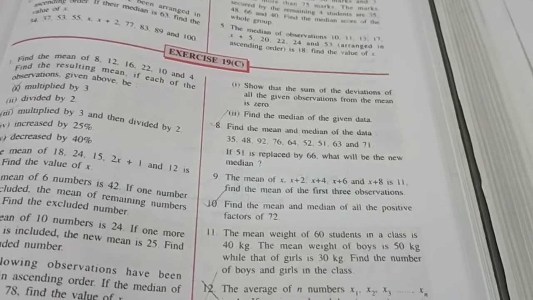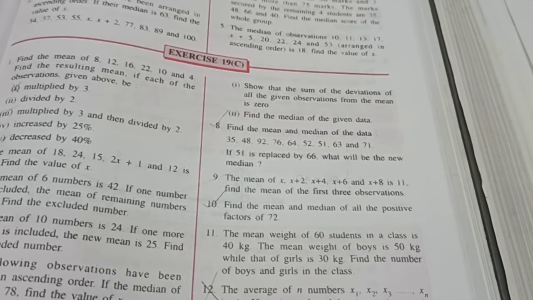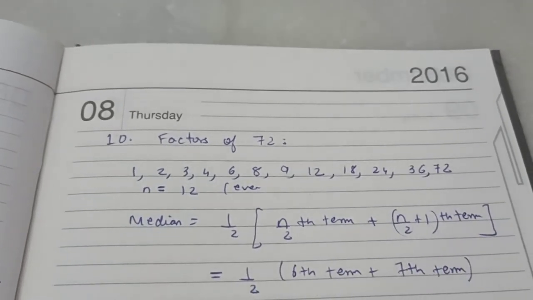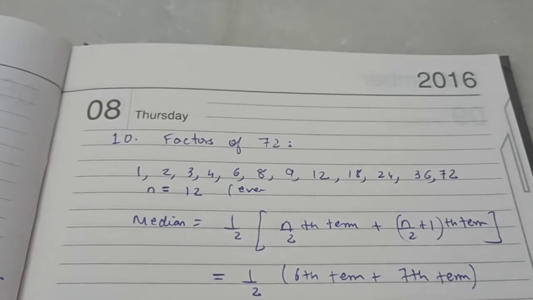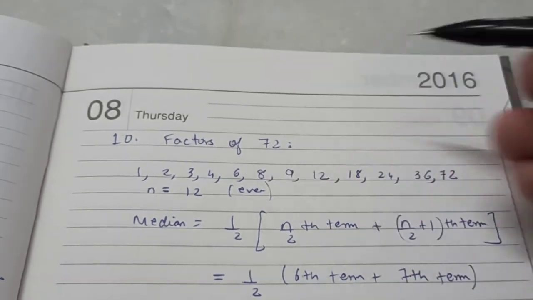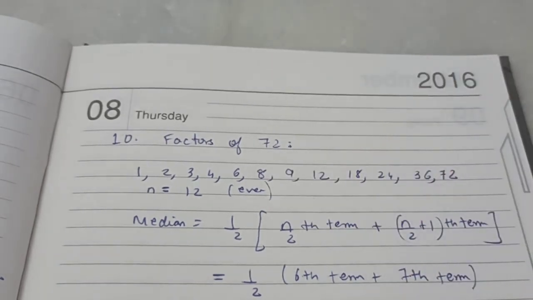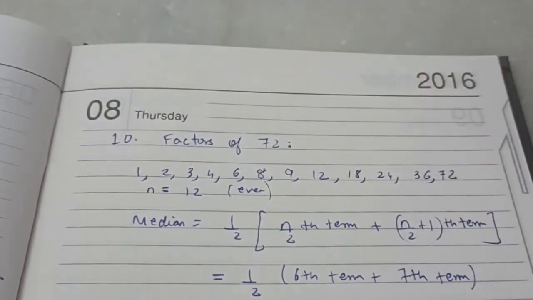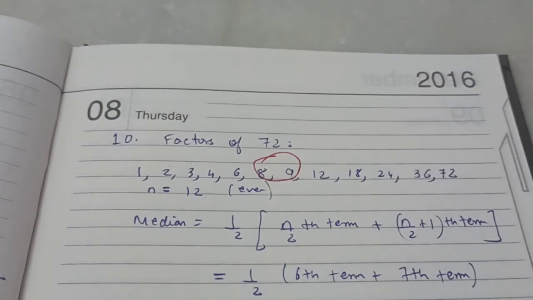Finally, the 10th question. Find the mean and median of all the positive factors of 72. So first, jot down all the factors of 72. And there are 12 factors. That's an even number. So to find the median, we'll have to go for the middle numbers. 12. So I would say, how about 6th and 7th term? 1, 2, 3, 4, 5, 6, and 7. They seem to be the middle numbers.